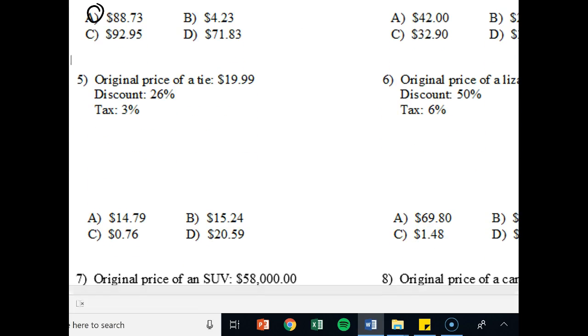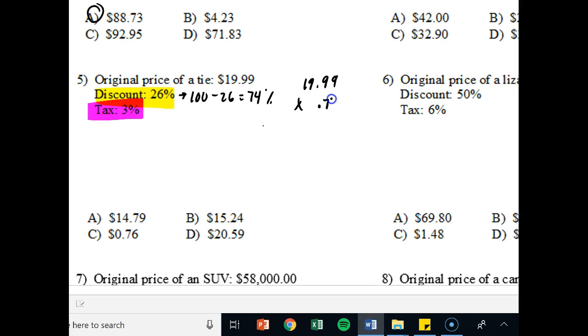Now, number 5, it says we've got a price of a tie. We have a discount of 26%, and then we have a tax of 3%. So the discount's obviously going to be 100 minus 26, which is 74% of the price. So it's $19.99 times 0.74. When you do that multiplication, you get 14.7926, right? So you want to use this exact number here. And then you want to go ahead and say, okay, now on that, we go ahead and tax 3%. So I pay for 103% of this number right here.